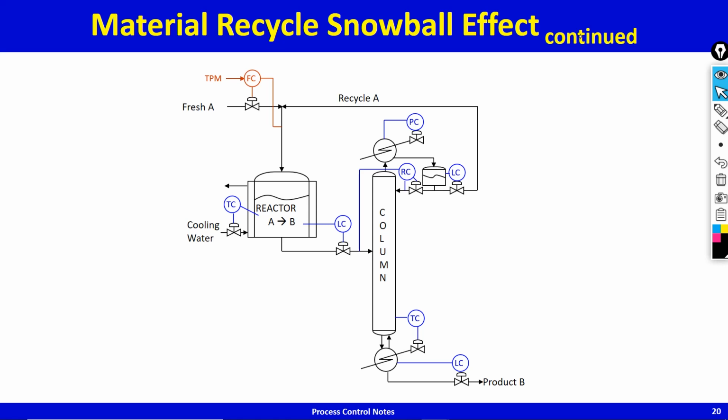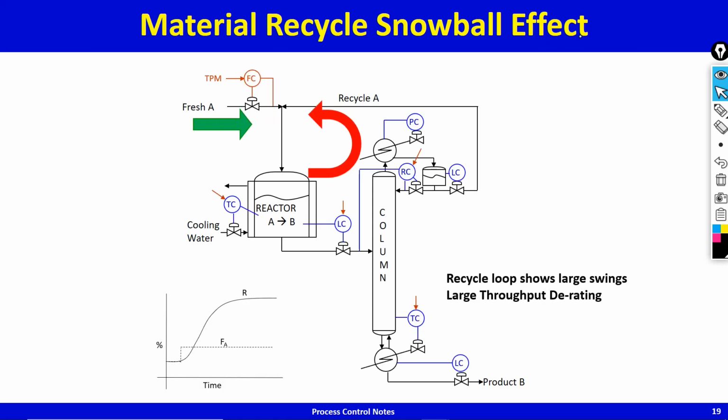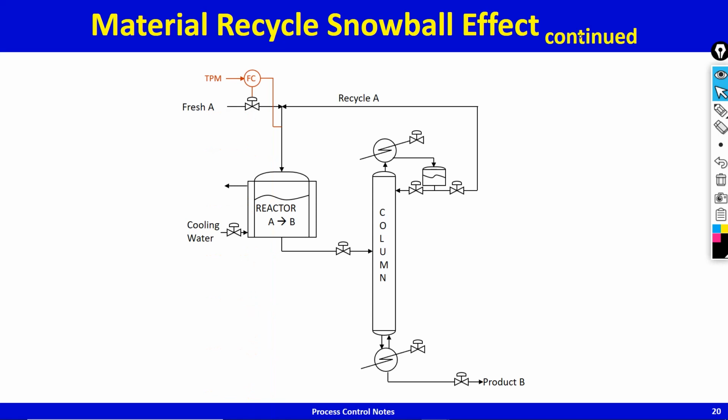So you see, in this case the recycle is fixed and variability is there in the fresh feed. In the previous case, the fresh feed is fixed and there is variability in the recycle loop, in the recycle rate. In this case, what's flowing through the recycle loop is fixed because this is fixed. Because this is fixed, what's going around the recycle loop is by and large fixed, and variability is there in the fresh A feed.